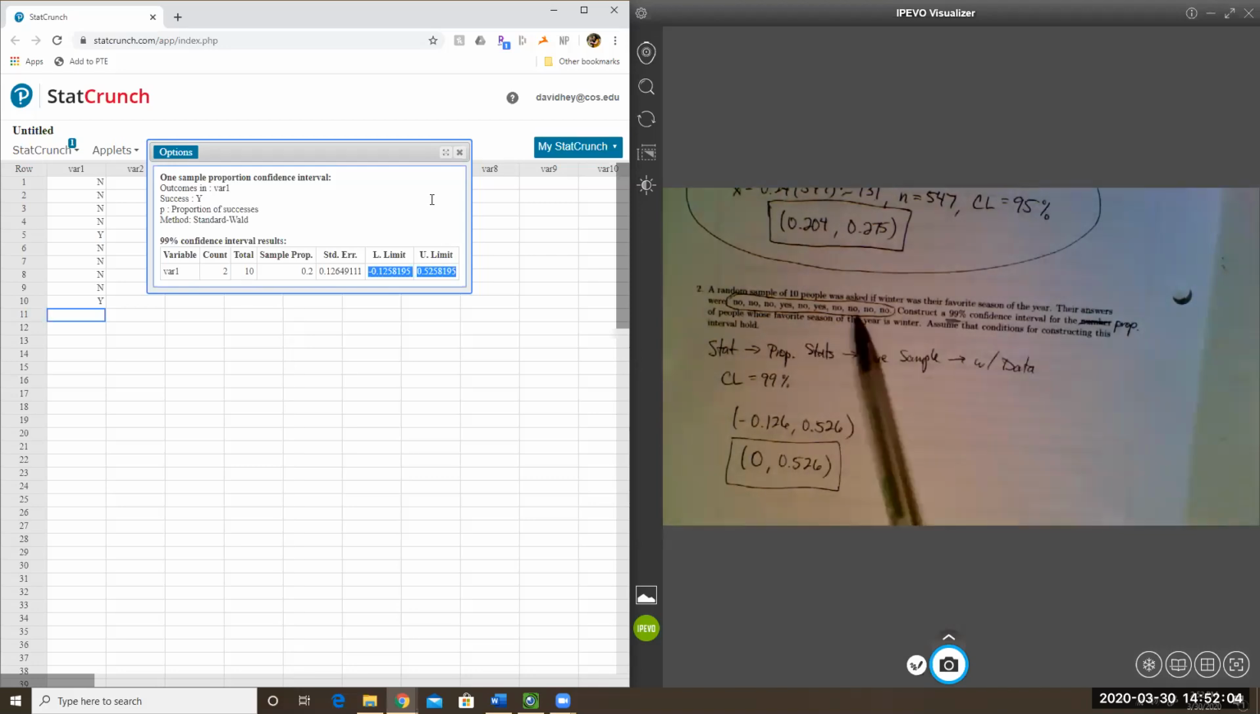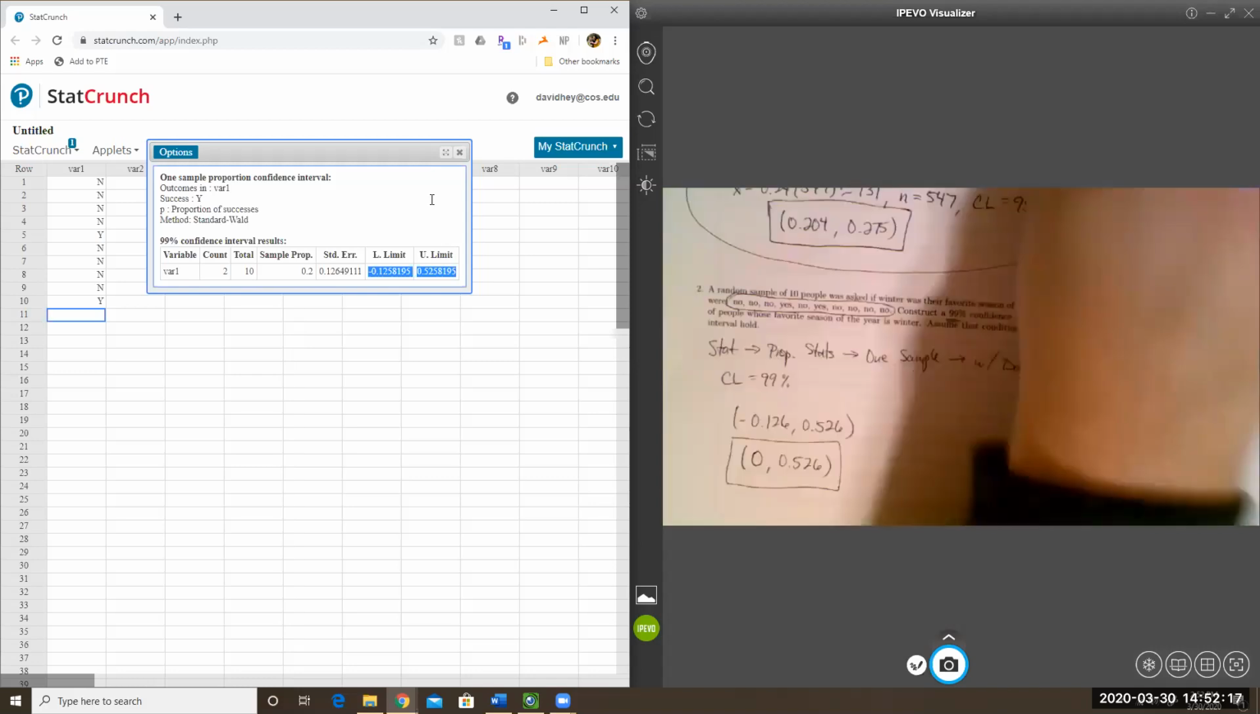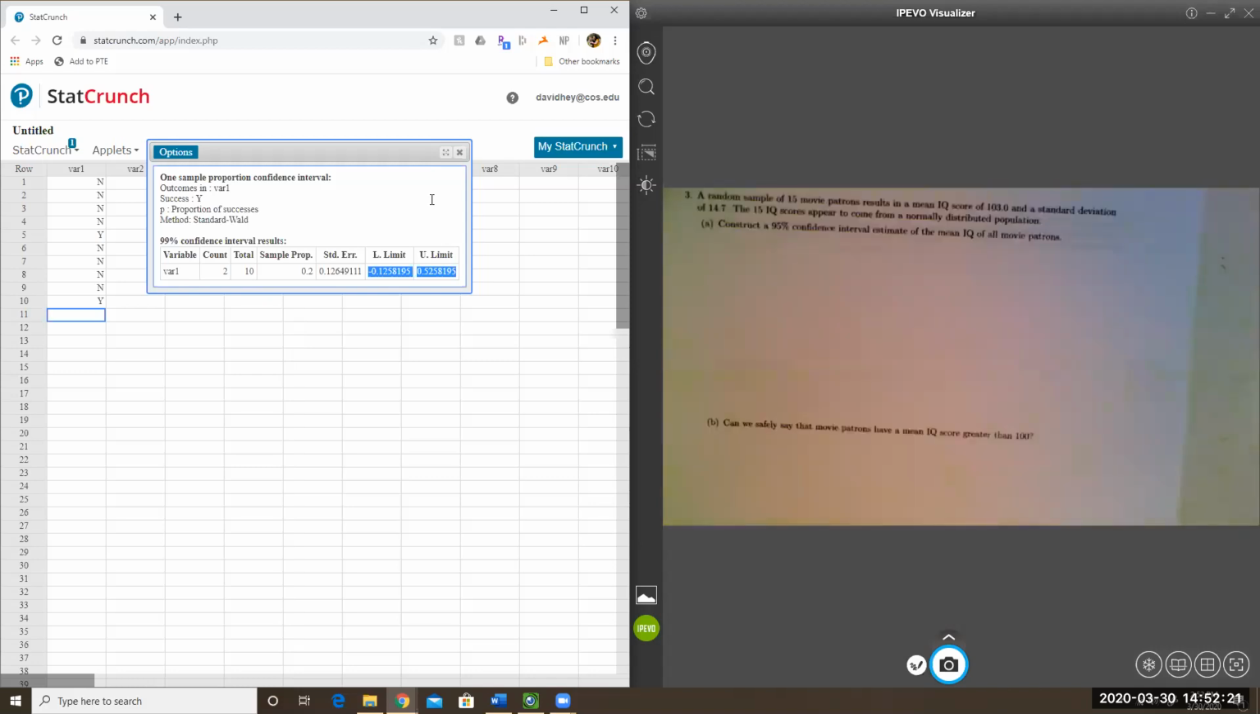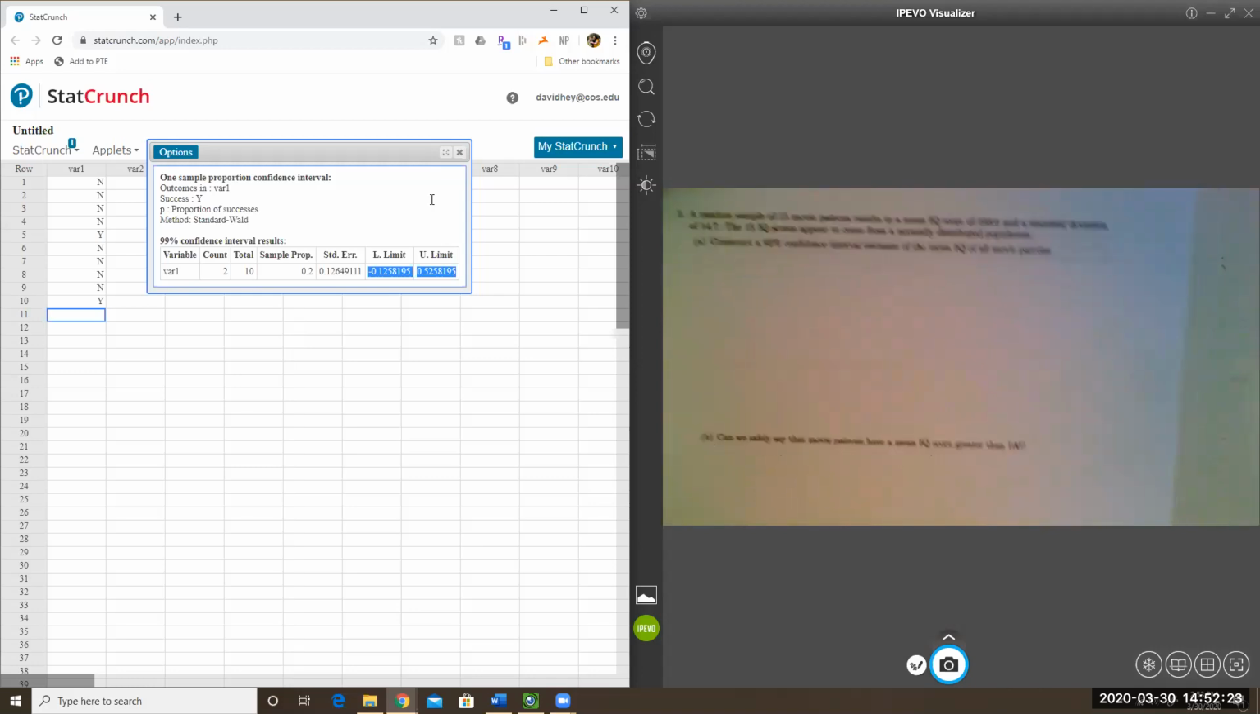We need more information, and we can maybe stand to be a little less confident in our results if we're going to have such a small sample size, right? But that's the idea there, okay? So moving on, let's look at another one.